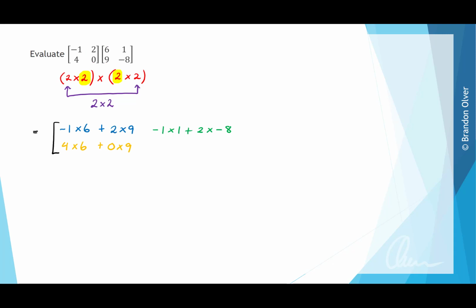Finally, we take our second row and multiply it by the second column. So we have 4 times 1 and 0 times -8. So 4 times 1 plus 0 times -8. So we keep simplifying this down, and our first entry in blue becomes -6 plus 18. The second entry in green becomes -1 minus 16. And for the entry in orange, we have 24 plus 0. And in the purple, we have 4 times 1 is 4 plus 0 times -8 is just 0.